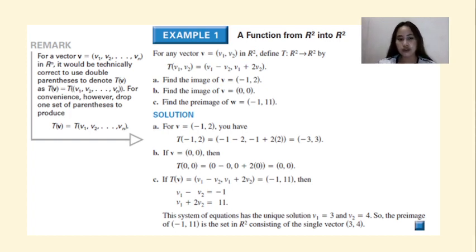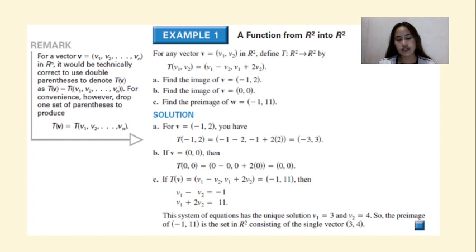Letter B. If V is equal to 0 and 0, then the image of our function is 0, 0 also, since when we multiply, V2 is 0, so it becomes 0. So the image is still 0.